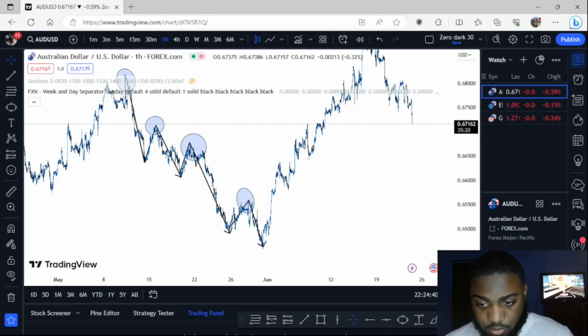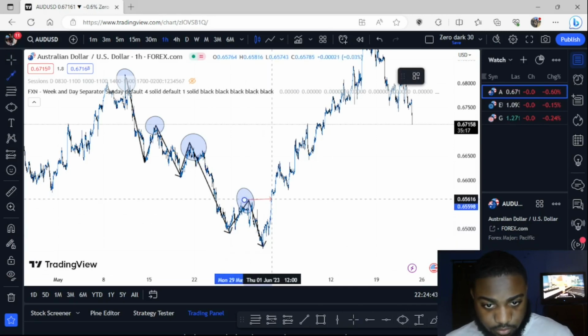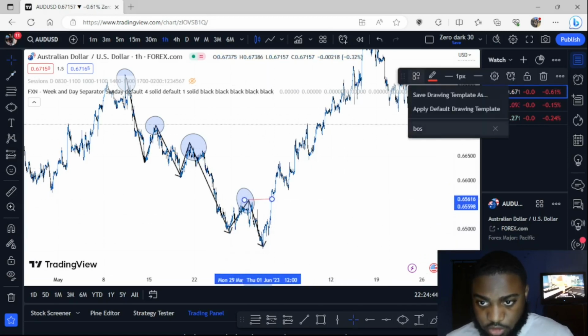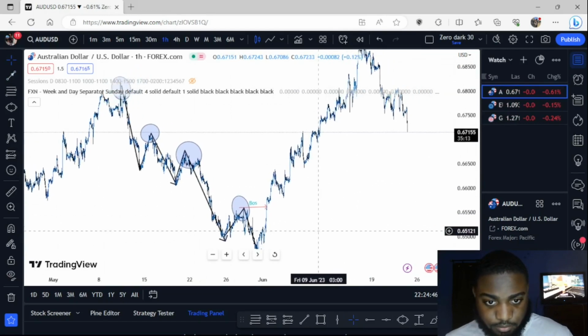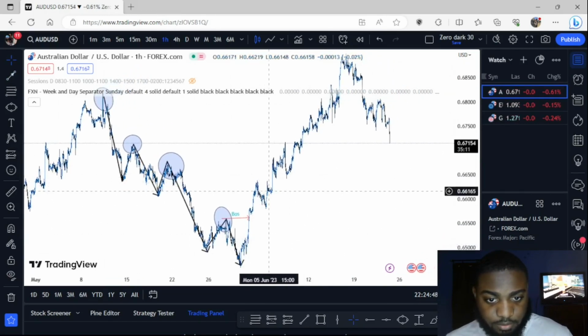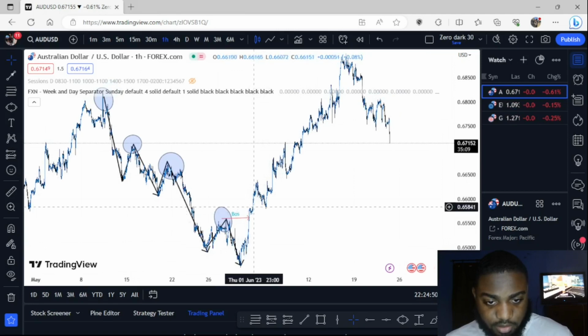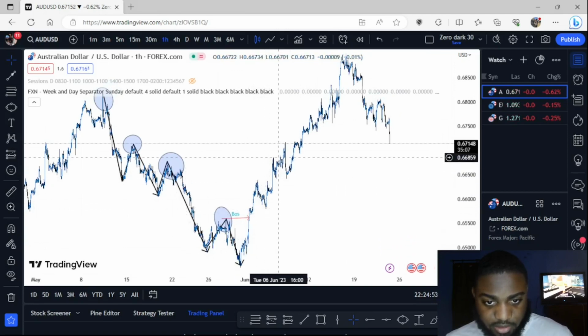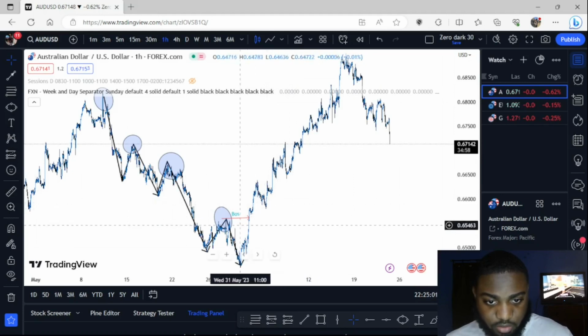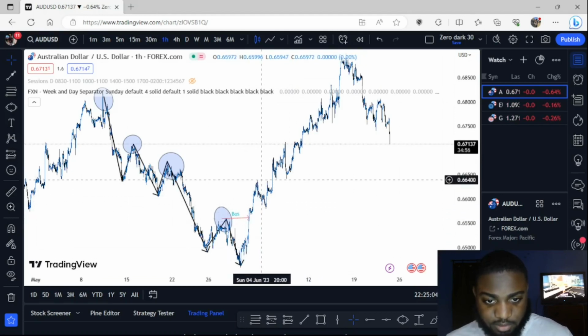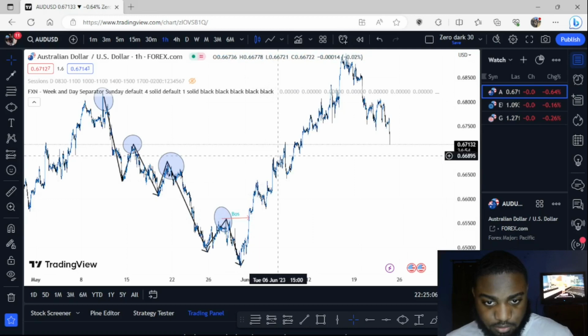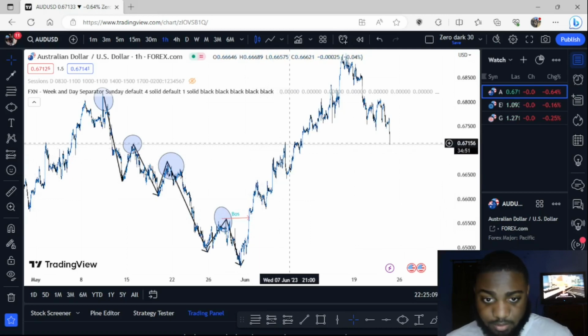So here, market structure shift, break of structure, right? And then what? We start making protected lower highs. This thing is liquidated, get more fuel. But as long as we don't go past this one, we're good, because this one's been established. Established, established, somewhat established.